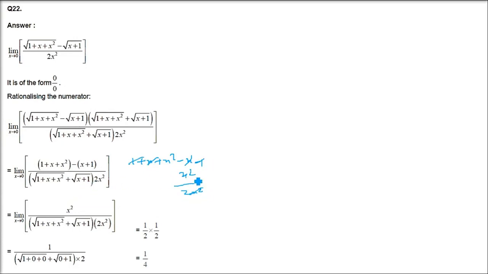In the denominator you have 2x square, which gets cancelled. So you have this under root 1 plus x square plus under root x plus 1. Now I put x as 0. You have 1 by under root 1 plus 1 by 0 plus under root 1 by 2. So you have 1 by 4 as the answer.